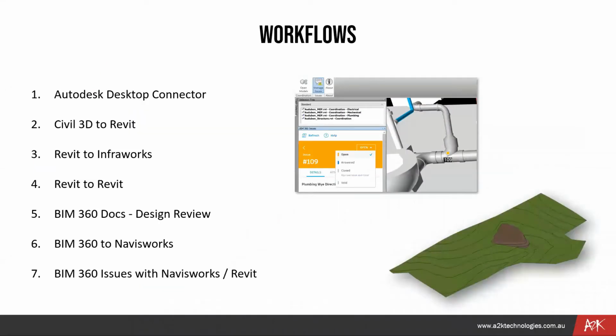So the workflows that we're going to cover off, first and foremost, is just briefly making mention of the Autodesk desktop connector, because that does help us to tie together a number of these products. We're going to have a look at the Civil 3D into Revit, the Revit into Infraworks, a Revit to Revit workflow, and then we're going to jump into the BIM 360 side a little bit more deeper, having a look at how other users can integrate into the workflow as a review process, and also using BIM 360 to connect over into Navisworks and also over into Revit so that we can review and resolve design-related issues.